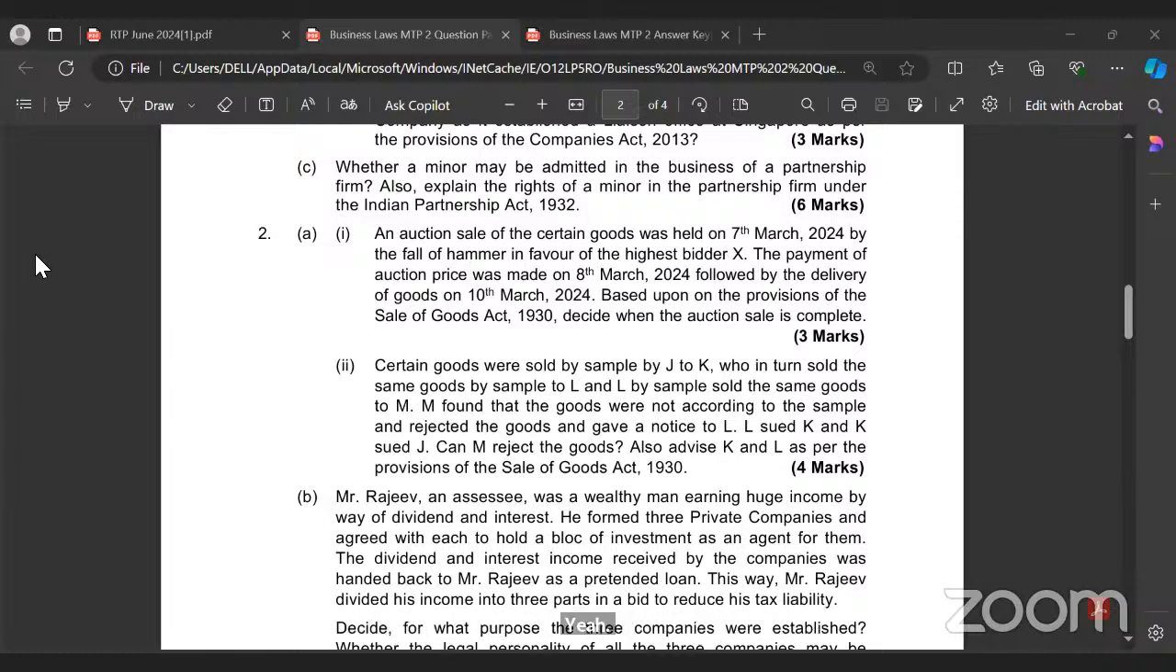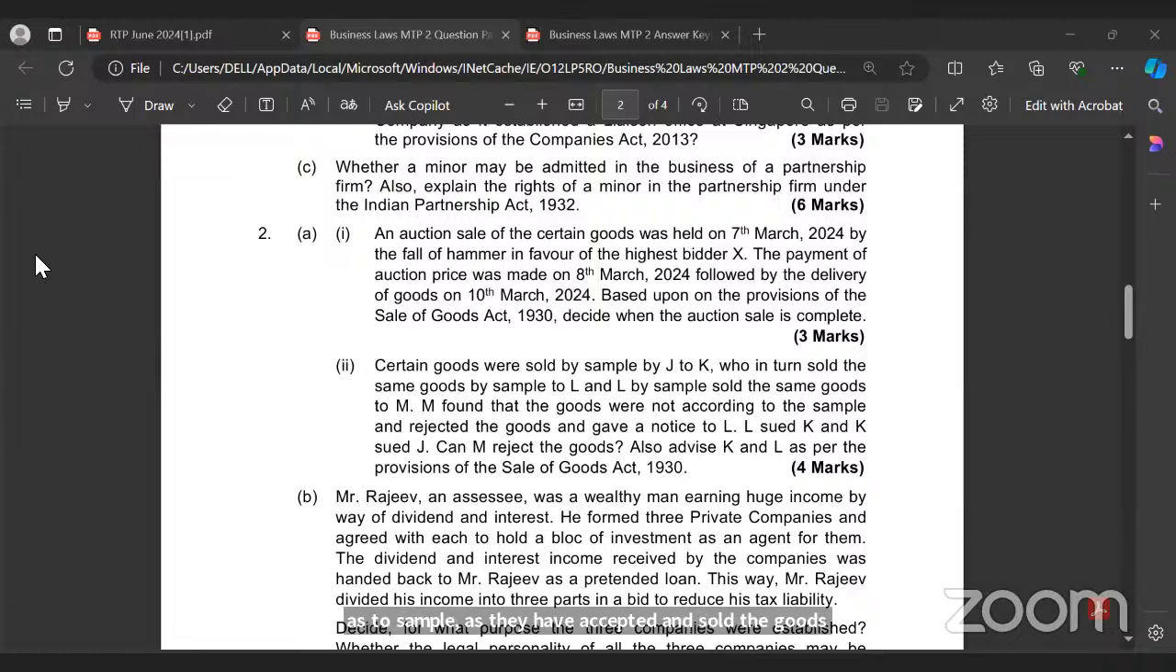Answer. As per the provisions of subsection 2 of section 17 of the Sale of Goods Act 1930, in a contract of sale by sample, there is an implied condition that A, the bulk shall correspond with the sample in quality; B, the buyer shall have a reasonable opportunity of comparing the bulk with the sample. In this case, M received the goods by sample from L, but since the goods were not according to the sample, M can reject the goods and can sue L. With regard to K and L, L can recover damages from K and K can recover damages from J, but for both K and L, it will not be treated as a breach of implied condition as to sample, as they have accepted and sold the goods according to section 13 clause 2.